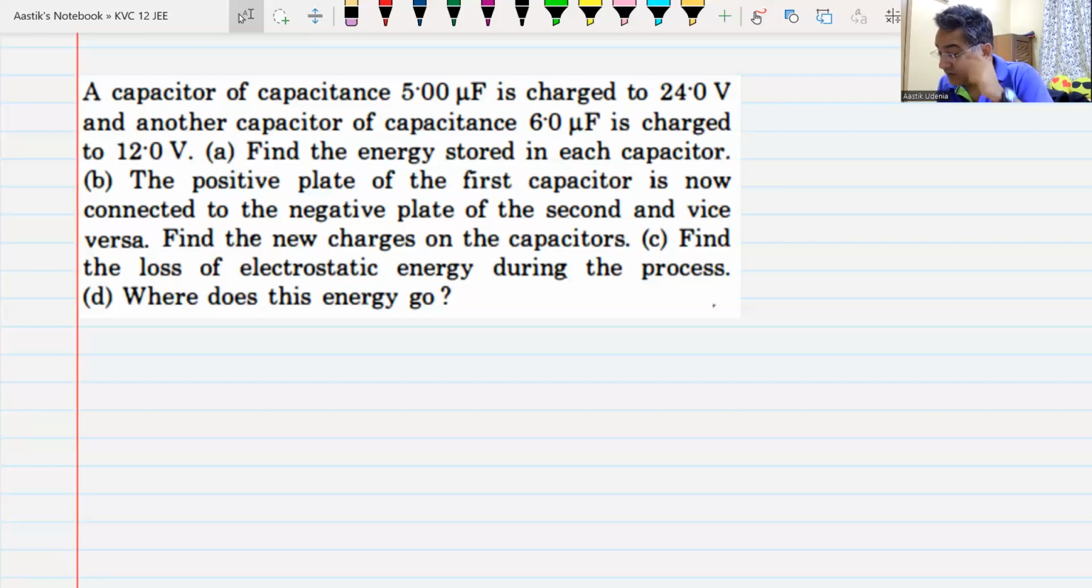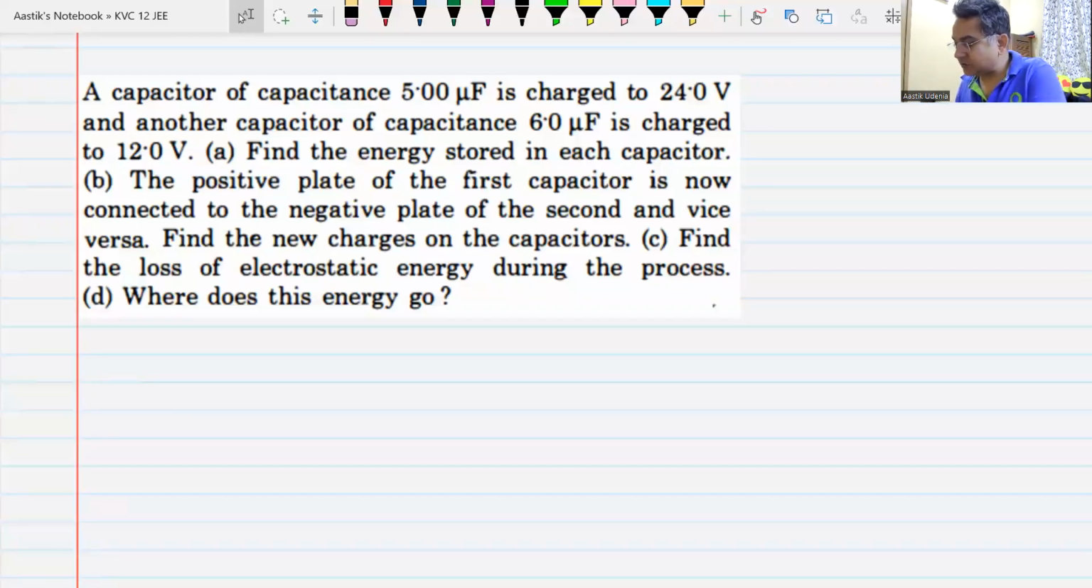That is the first question. The positive plate of the first capacitor is now connected to the negative plate of the second. Oh, so that's why now plates are given. Find the new charges on the capacitor. Find the loss of electrostatic energy. Where does this energy go? You have 2 minutes, 4 minutes, 5 minutes. Please get somewhere near an answer. I hope you try your best. I'll give you time. Try it.